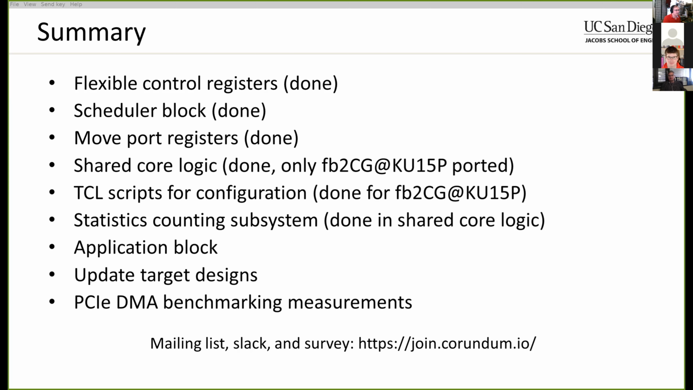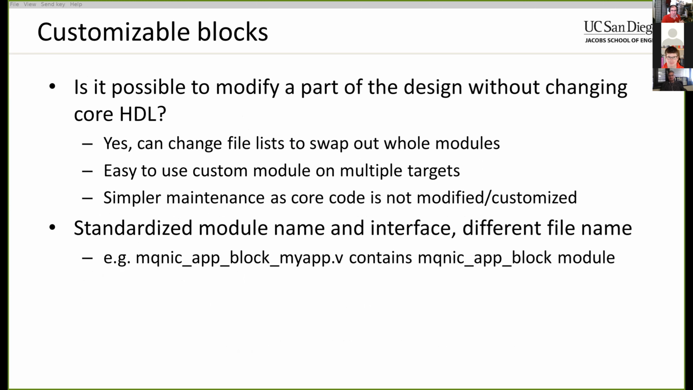All right, so the name of the game in terms of the application block is to make it easier to customize the design. The question is, is it possible to modify a part of the design without changing any of the core HDL code? One thing I realized a while ago was that you can swap out entire modules. You just have to have the same module name with different file names. Then you can say, I want to use this Verilog file for the application section, or I want to use that one, and you don't need to change the actual code. You just need to change the makefile, or the metadata associated with it.